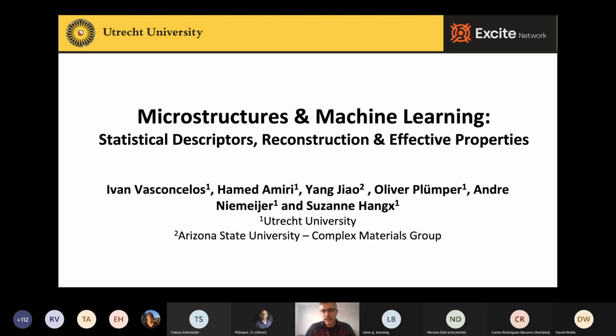So you can see here on the list of co-authors, I have Hamid and Ollie. Hamid is one of Ollie's PhD students. André Niemeyer and Susanna Hunks are colleagues at Utrecht who work with rock physics. And Jan Zhao is a very important collaborator here. He is a material scientist, he's not a geoscientist, at Arizona State University. And it's an important collaboration because this work is not just about geo things, but materials in general.